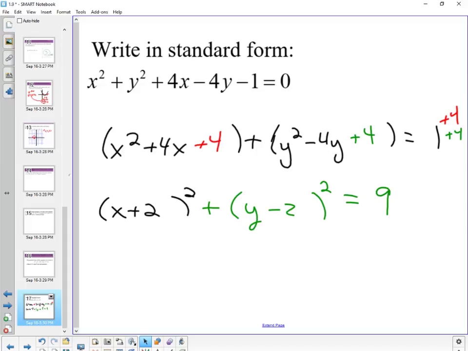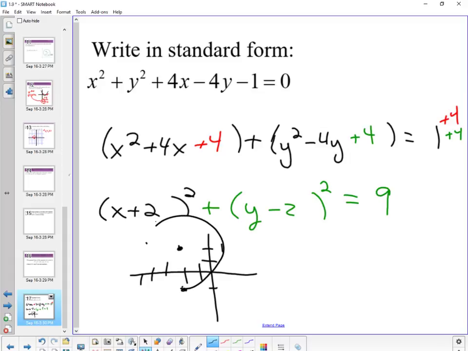Next problem. No, now we just need to figure out where the center is. Where's the center? Negative 2, comma 2. What's my radius? And if I were going to sketch it, then... Wait, why is the x negative 2? Oh, never mind, I just answered my own question. 2 and 2 is 4. So something like that.